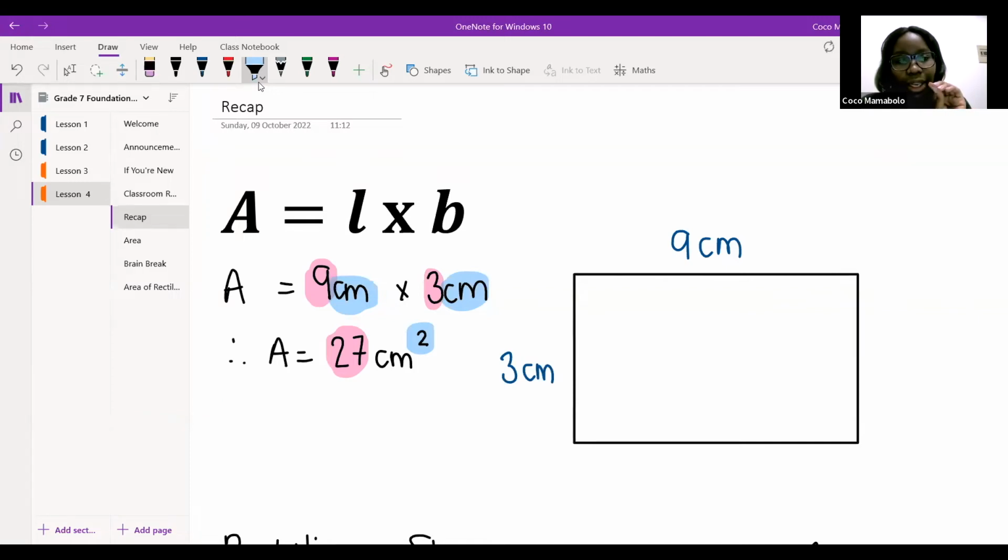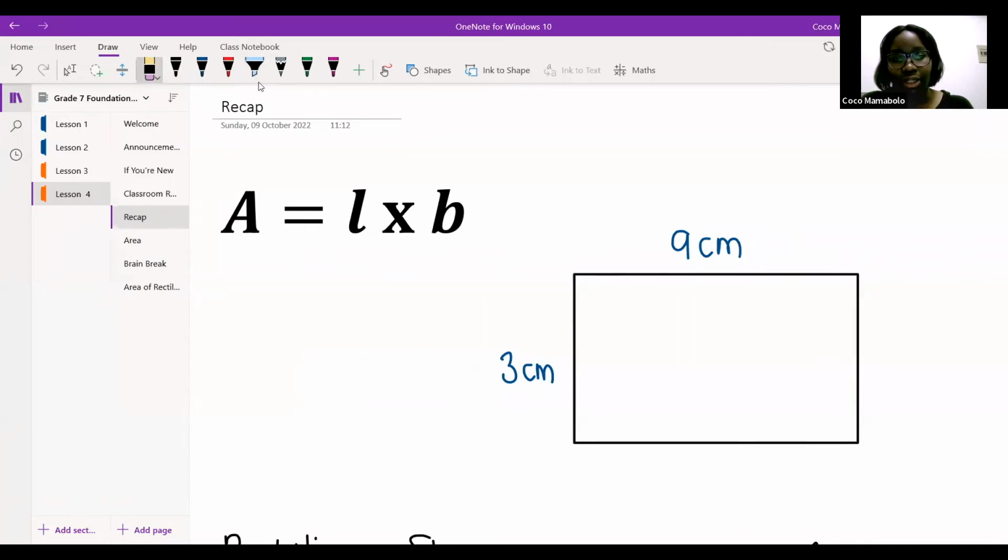Nudge, nudge, wink, wink. Because when we get to volume, something funkier is going to happen. We're not going to have a squared anymore. We're going to count up how many centimeters we have, and we're going to have to write a different number there. It's not going to be squared. Okay, let's do one more.